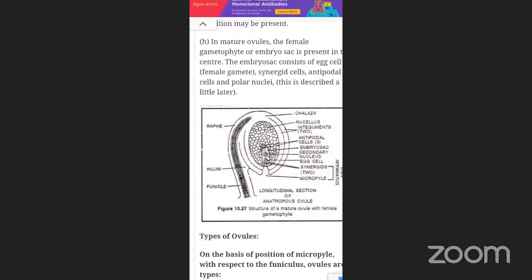So the next one is the types of ovule. In the angiosperms, mainly six types of ovules are recognized. Based on the position of the micropyle and the funicle, we classify the ovules into six types in the angiosperms.